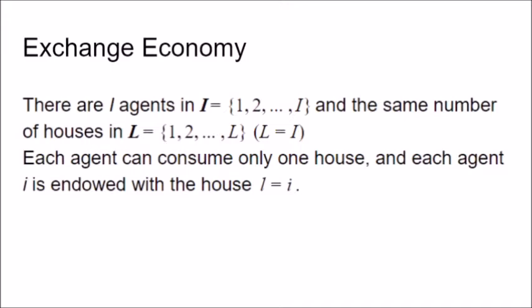There will be I agents, 1 to I, and L goods, or houses, 1 to L. So L equals I, there is 1 house for each person. We will assume that each agent can only consume 1 house, and that each agent I is endowed with the house L equals I. So each person will start off with exactly 1 house, and we will determine how they want to exchange those houses, trade up for a better one, sell their house off, things like that.